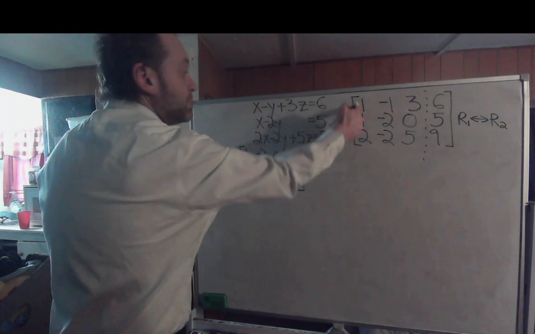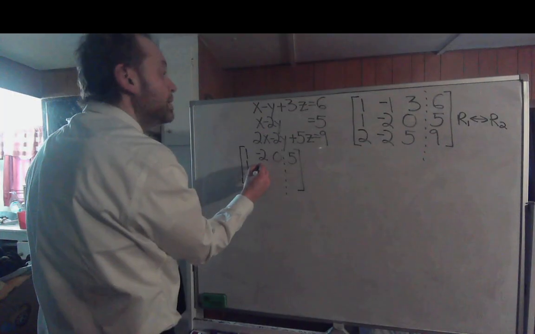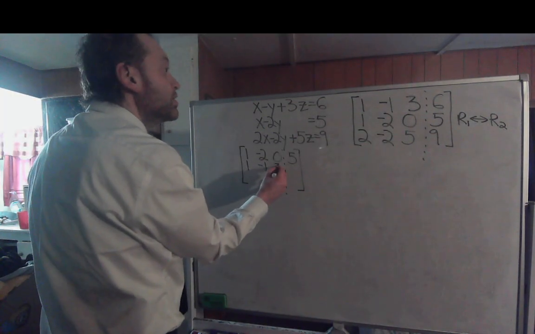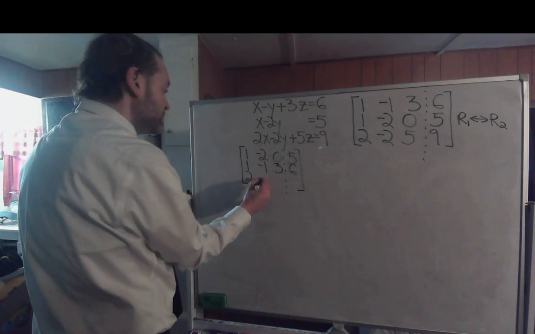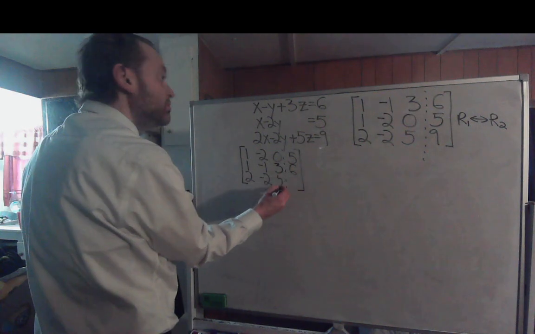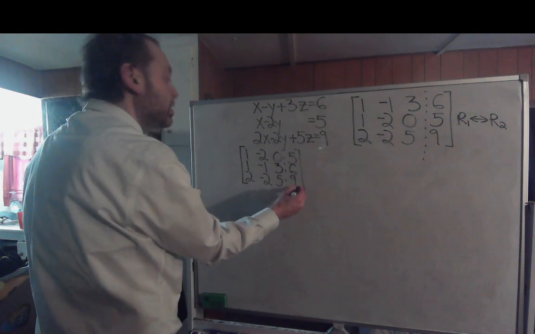And then row 1 becomes row 2. So 1, negative 1, 3, 6, and then row 3 we're just leaving alone. 2, negative 2, 5, and 9. Alright.